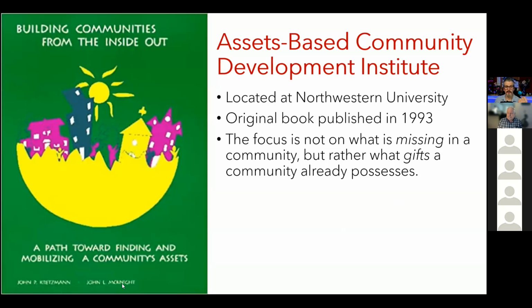And that idea of developing a list of things that are good in a community comes from this: Building Communities from the Inside Out, by John Kretzmann and John McKnight, or Jody Kretzmann and John McKnight. I took this workshop back in 1996-ish, maybe 7, with John McKnight. And they developed the Asset-Based Community Development Institute. It's at Northwestern University. This book was first published in 1993. And the focus of this book, and it's more like a workbook, so it's not like a thick academic book, is not on what is missing in a community, but rather what gifts a community already possesses.